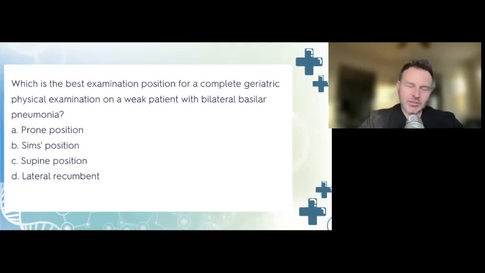And the Sims position, that's not going to be used for assessment. We'd only put them in that position if we're going to be giving maybe a suppository or you're going to assess the rectum or the vagina.